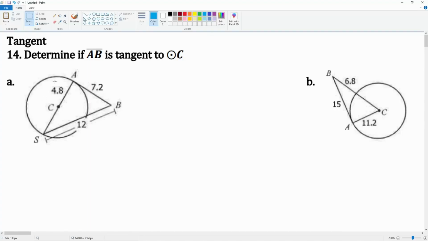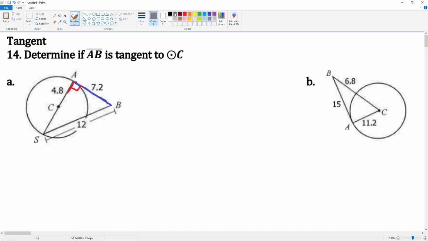All right, number 14 looks at a tangent. We're going to determine if that line AB is tangent to that circle. What they're trying to say is that there's this line and it touches this point. This distance is 7.2. Is it tangent to this point? It's only tangent if the intersection is 90 degrees. That's the property here. The line is tangent if and only if it is intersecting at 90 degrees.